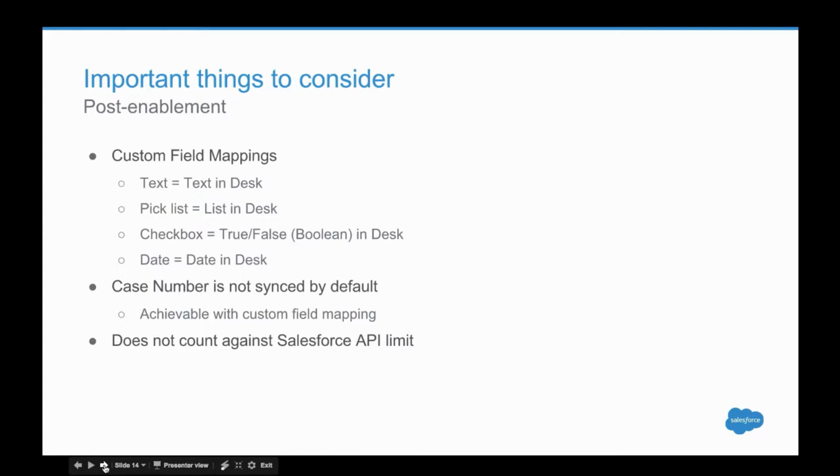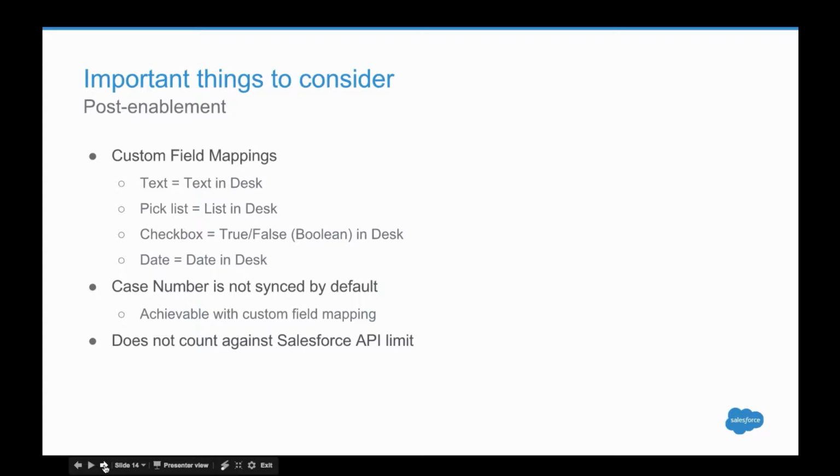Custom field mappings. These are the standard fields that can be mapped. So the standard type fields that can be mapped are text, pick list, checkbox, and date. So text in Desk maps to text in Salesforce. List type in Desk maps to pick list in Salesforce. The true and false would map with the checkbox, and the date will map with the date.